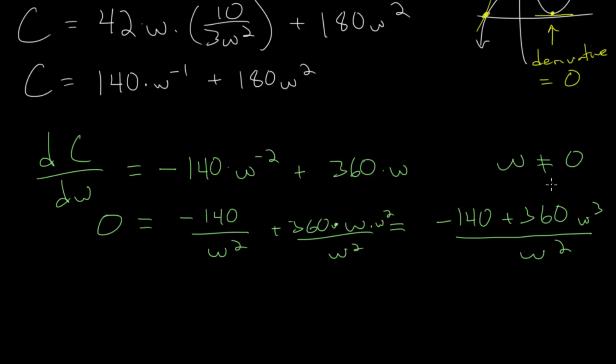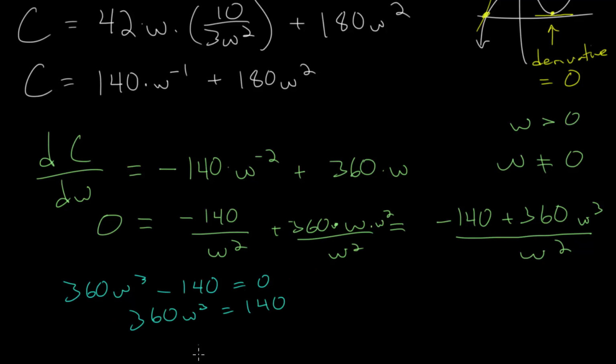W can't be negative either since we're talking about a physical width. So we can say that W has to be bigger than 0. And if we look at the numerator when this is equal to 0, we have the equation 360 multiplied by W cubed minus 140 equals 0.